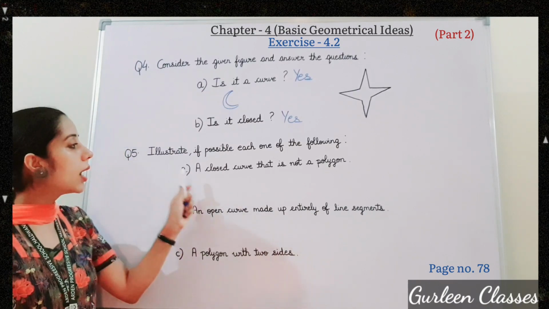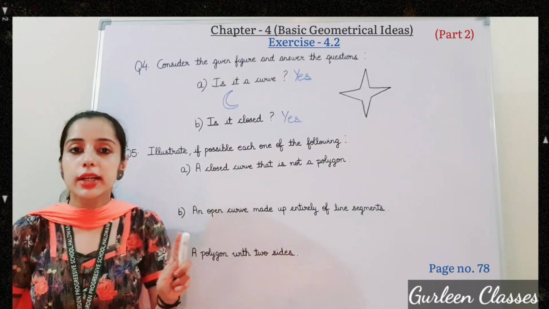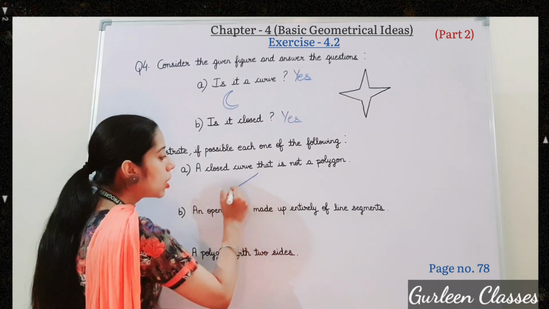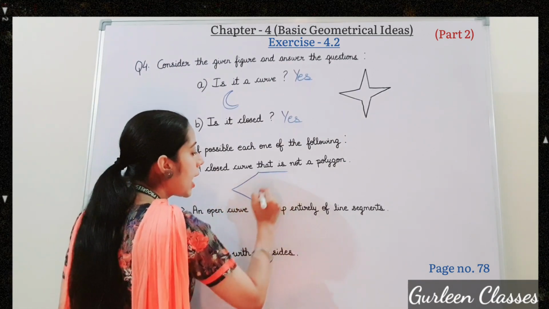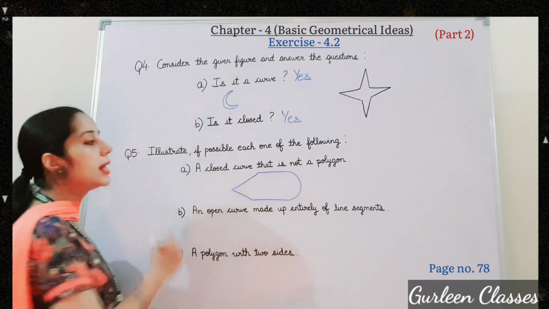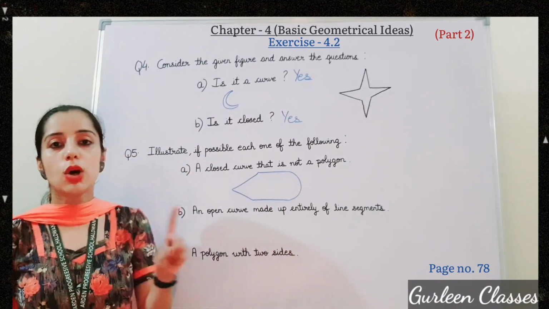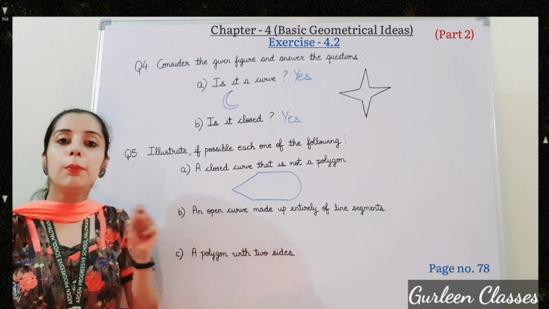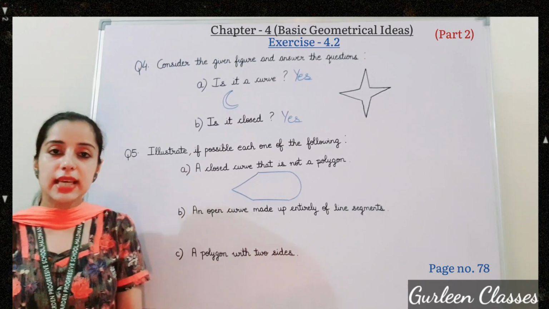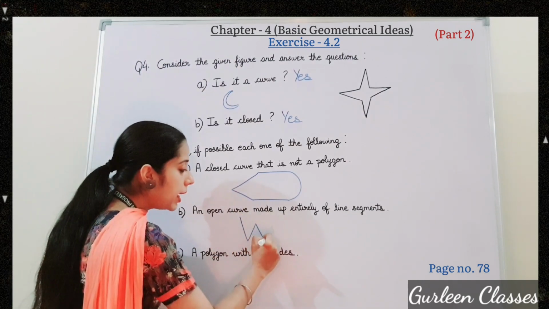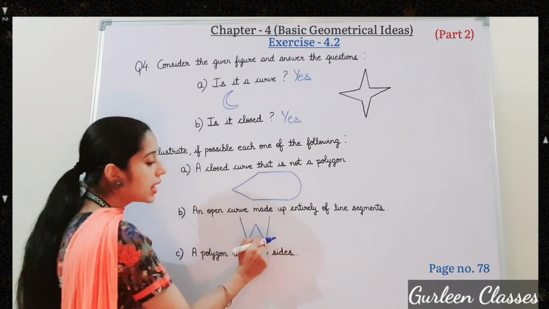A bar, a closed curve that is not a polygon. We have to draw a closed curve. So let us draw one closed curve and it should not be a polygon. So this is an example of a closed curve and it is not a polygon. B bar, an open curve made up entirely of line segments. So it should be an open curve and it is made of entirely line segments.